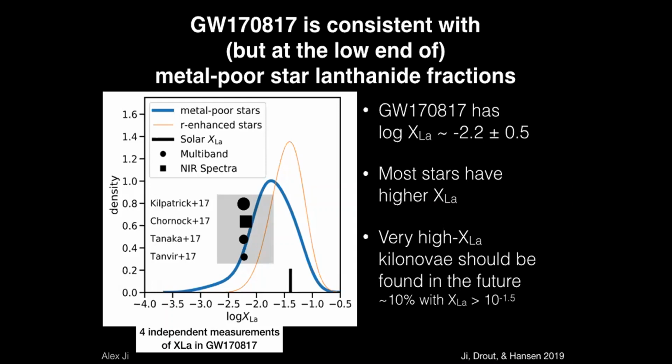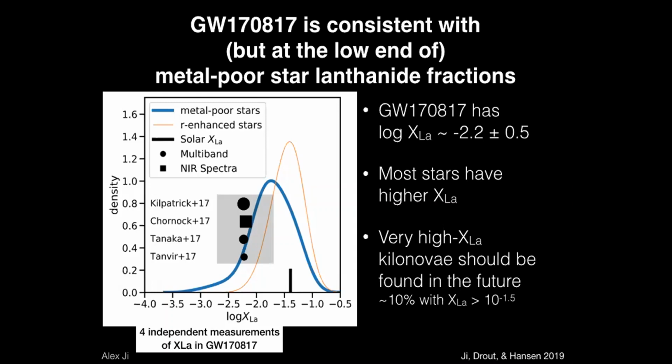And when you actually compare this to the distribution of lanthanide fractions in metal poor stars, it's pretty low. So the blue line over here is the smoothed histogram of the metal poor star distribution. And what you see is it's not inconsistent. There are stars that have lanthanide fractions that are as low as what we saw in the GW170817 kilonova. But most of them should be higher lanthanide fractions. And similarly, the R-process enhanced stars, the ones that I normally think about as R-process stars, those have much higher lanthanide fractions that are pretty close to what we see in the sun as well.